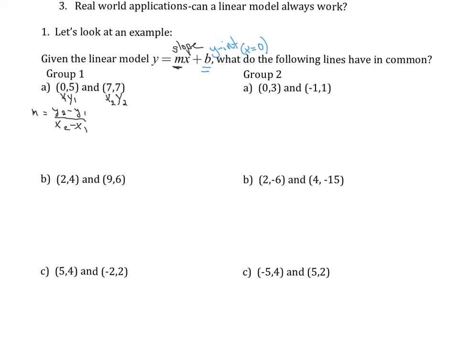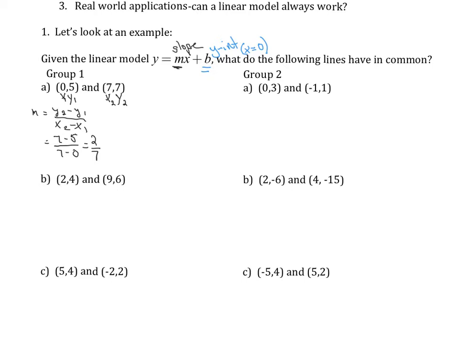We're going to use that formula and put the values into it to find m. So it's going to say 7 minus 5 over 7 minus 0. 2 over 7. So our slope is 2 over 7. That means the y value is changing by 2 and the x value is changing by 7.